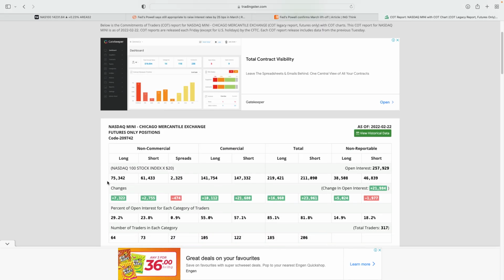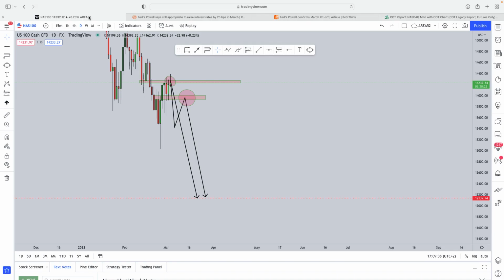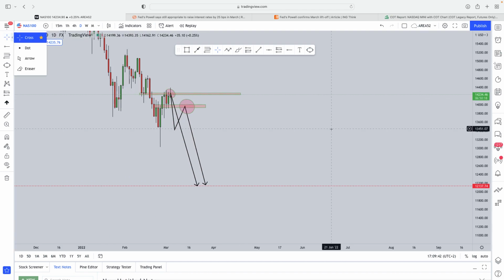Now, firstly, we can see a base of last week's report. The hedge funds came in and they added plus 7,000 long positions, and they also added plus 2,755 short positions. We can see how the overall net positions for the long is sitting at 75,000, and the overall short positions is sitting at 61,000. So we can see that the hedge funds actually want to go long, but unfortunately, that's not always what the market would give them.